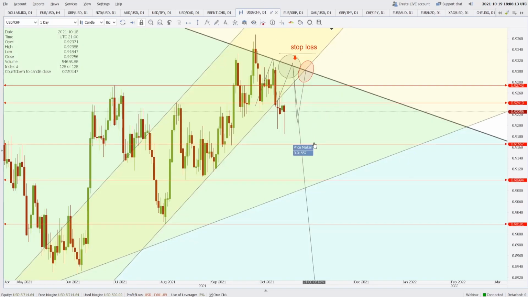And the support and the resistance: support is 0.9165, which is much below, and 0.9241 is the immediate resistance, but we need a closing below 0.9241 today to be sure that we are moving toward 0.9165 in this market.